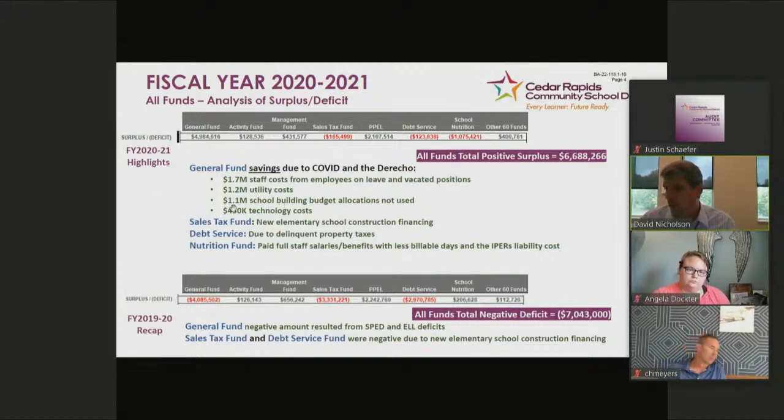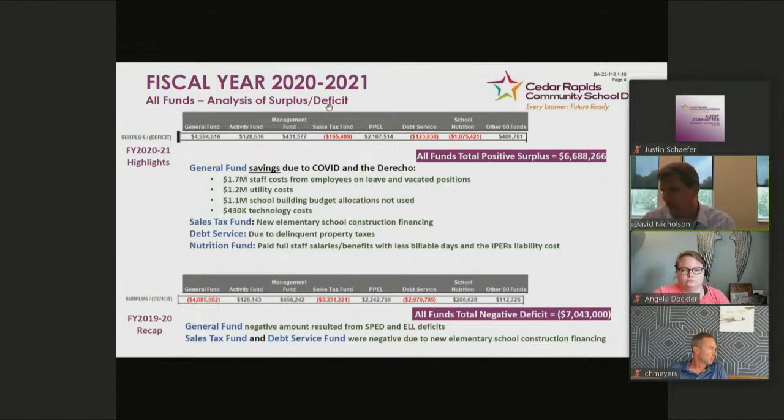Our buildings also did not spend as much as they normally would in the building budgets that we allocate for them, so there was a savings of about 1.1 million there. And we also had about $430,000 of savings that we were able to shift for technology that was eligible to pay out of ESSER funds. So that all played into why we ended up in such a good position.